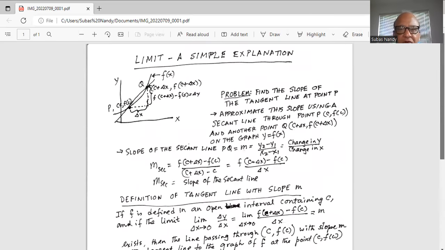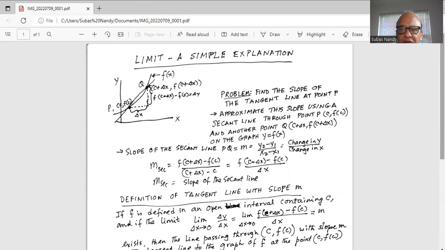To go over once more, first we try to find the limit, which is similar to finding the slope of a tangent line at point P on the graph of y equal to f(x). So we cannot find the slope of the tangent line right away. We have to find the slope of the secant line joining 2 points on the curve, which is given by f of c plus delta x minus f of c divided by delta x.